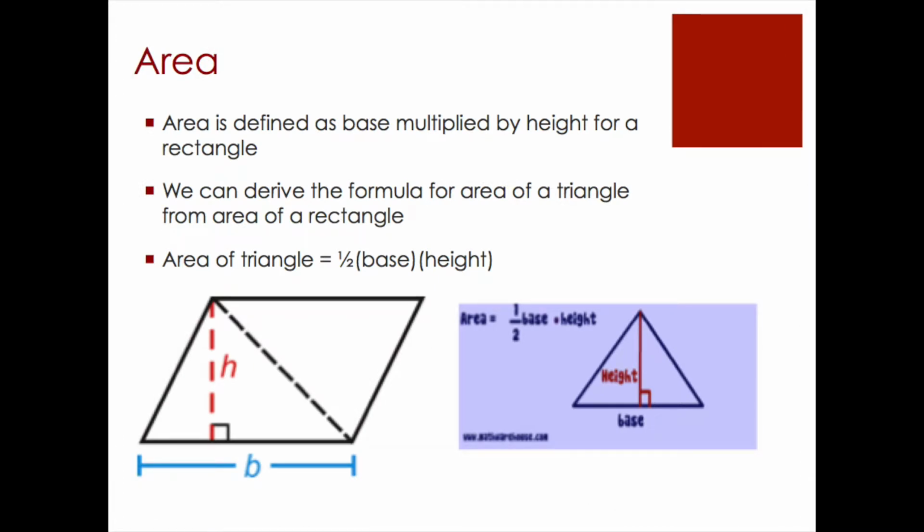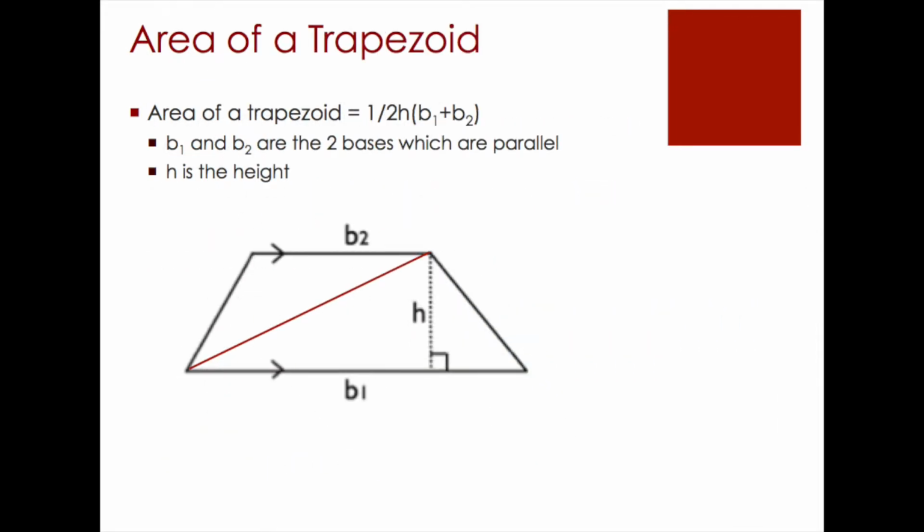Before we get into the proof, we quickly have to go over the concept of area. Area is defined as base multiplied by height for any given rectangle. We can easily derive the formula for the area of a triangle using a rectangle. If we cut a rectangle down its diagonal, we get two triangles. So the area for one of those triangles is going to be half the area of a rectangle, which is why the area of a triangle is 1/2 base times height.